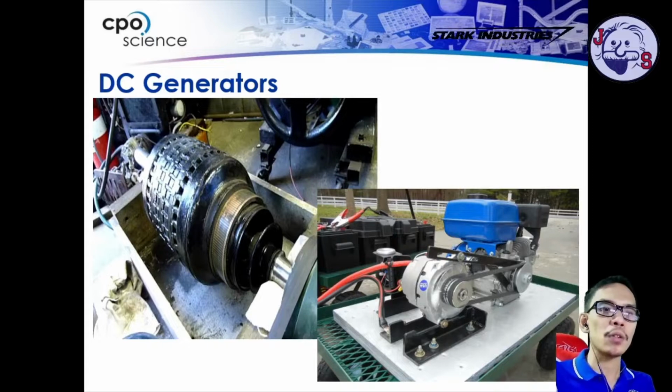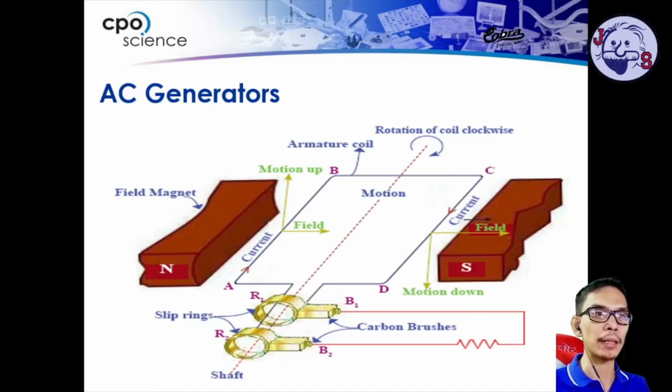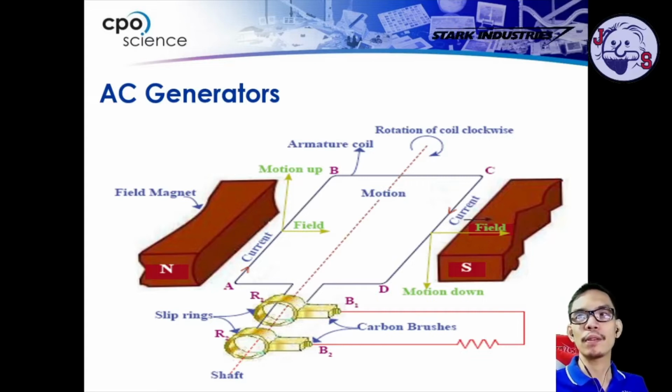The next type is the AC generators. AC generators are found in power plants. These generators produce the electricity that is needed by everyone in their daily tasks.